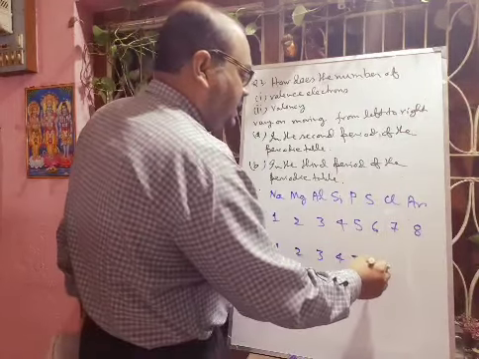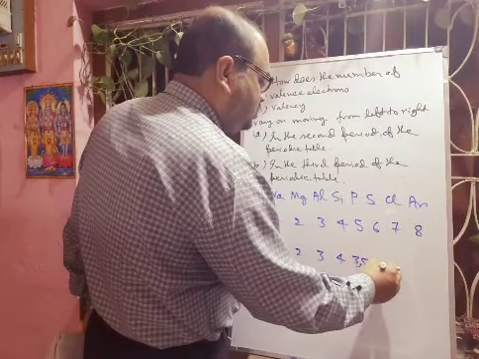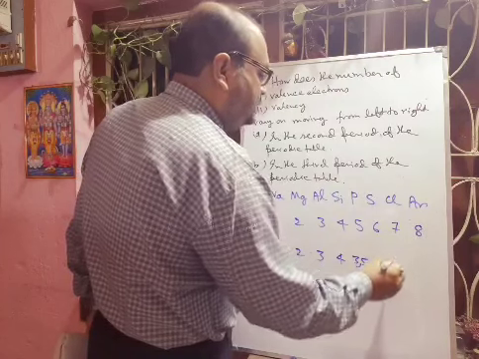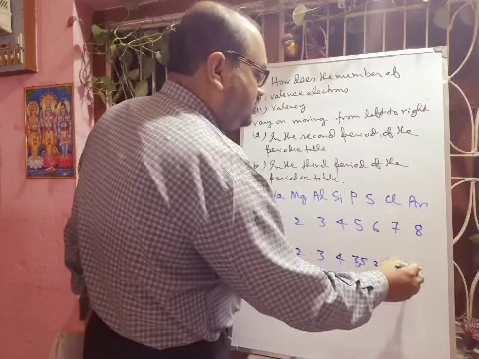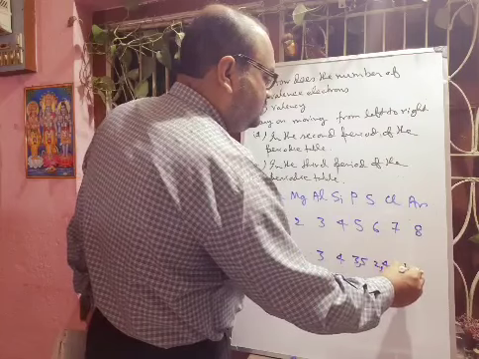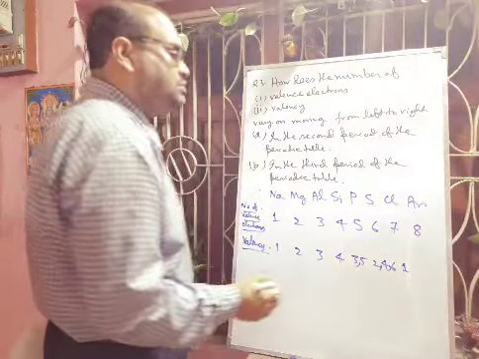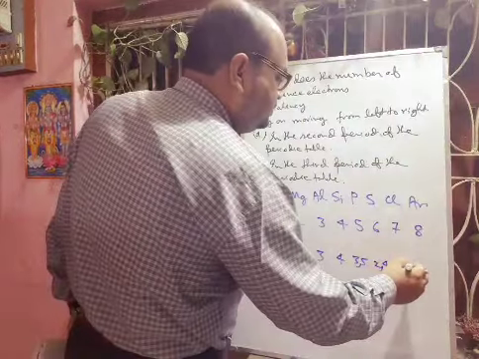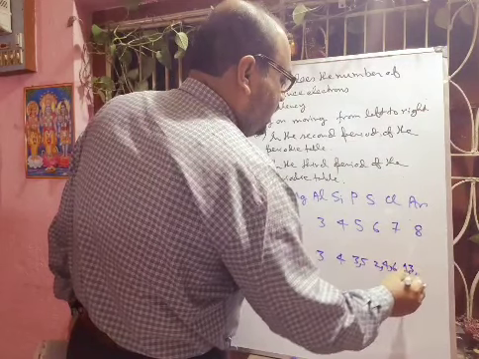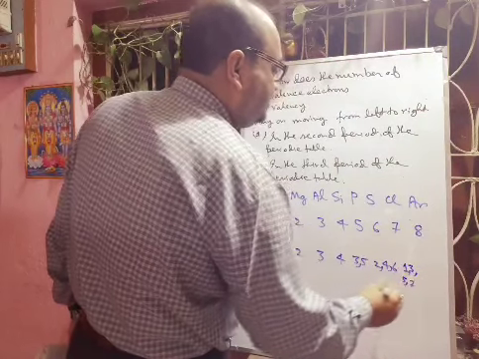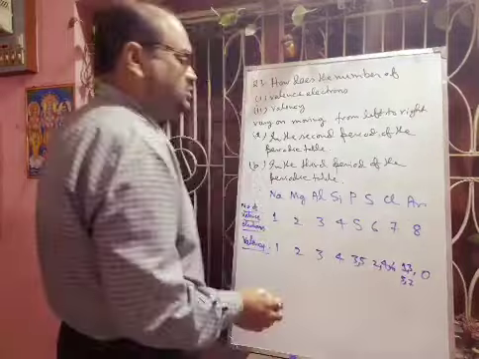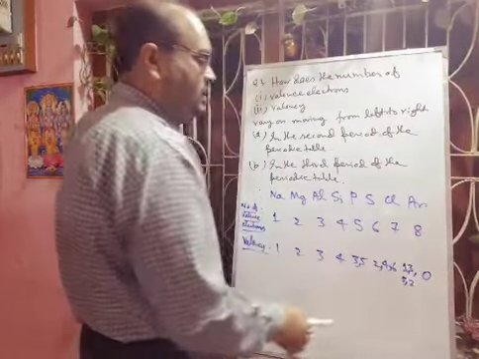And sulfur can show the valency 2, it can show 4, it can show 6. And chlorine can show the valency 1 and chlorine can show valency 3 also, and chlorine can show 5 and 7 and argon will be 0. So this valency they are showing.